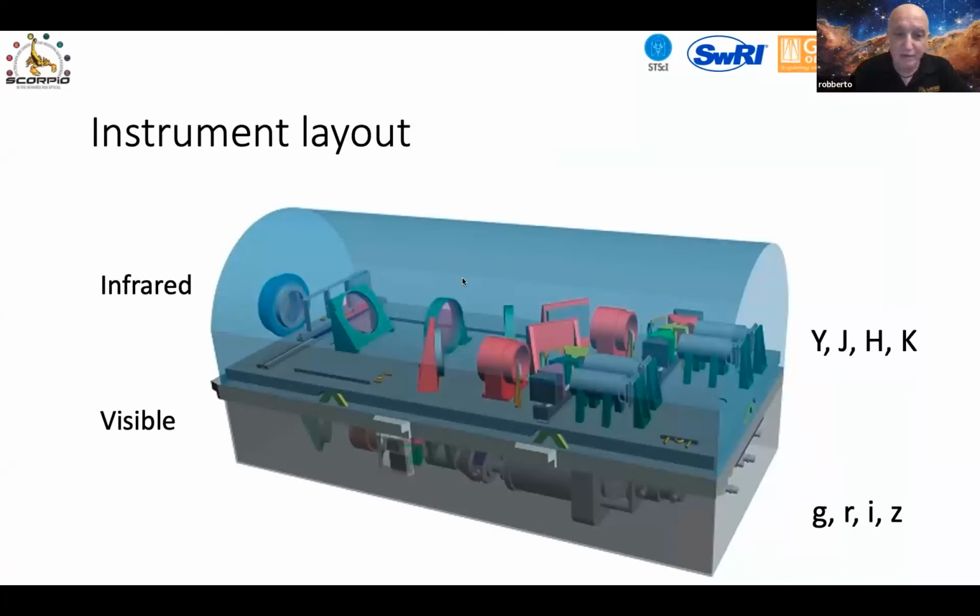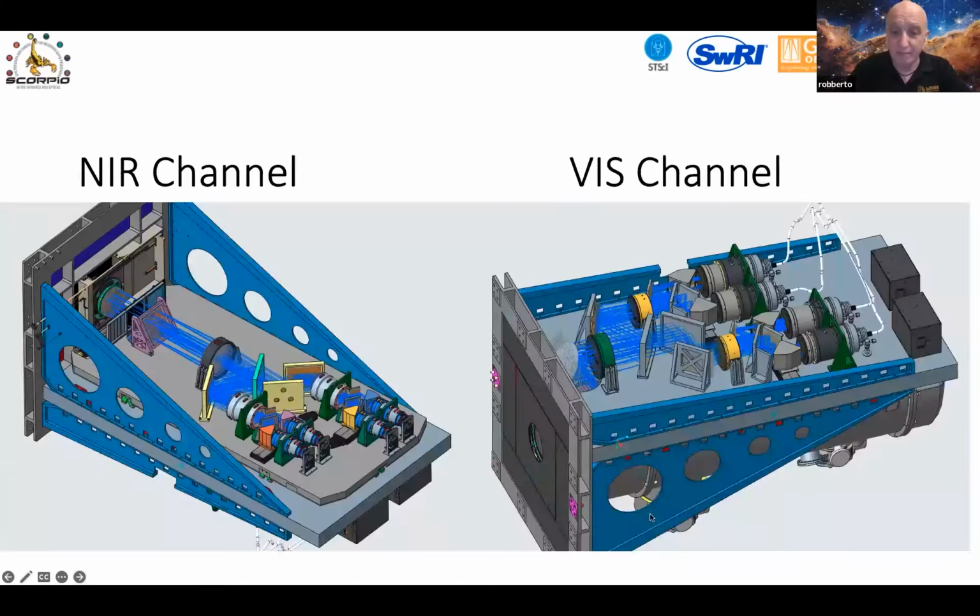Let me point your attention to the green element to the left. This is the first dichroic. The light basically comes from the left through our window in the infrared, but then the visible is immediately split by this beam splitter through another window, a secondary window, and goes to the lower floor basically. So it goes in and out from the infrared channel to feed the visible channel.